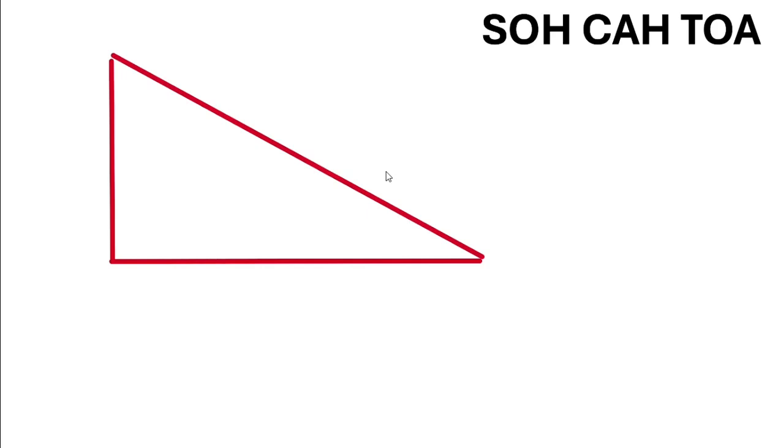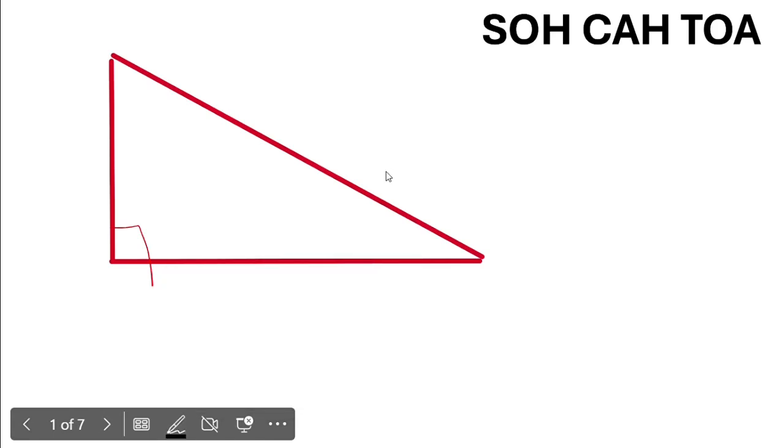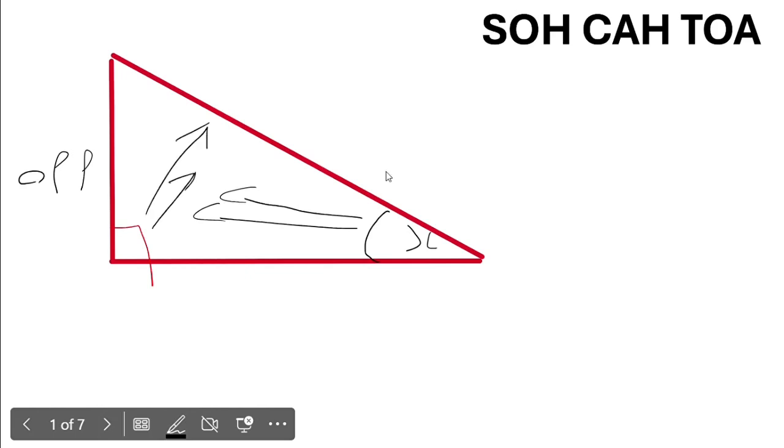Now, here we have a right angle triangle, and if this angle is theta or x, the side opposite this angle, a straight line, is called opposite, and the side opposite the right angle is called hypotenuse. The side next to the angle x or theta is called adjacent.